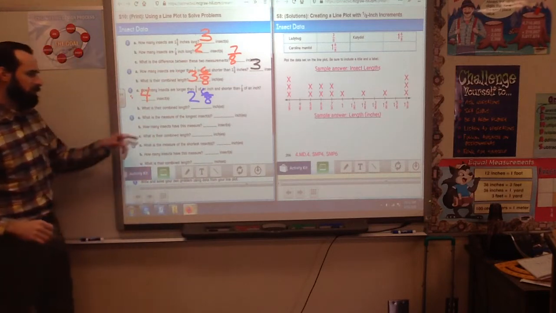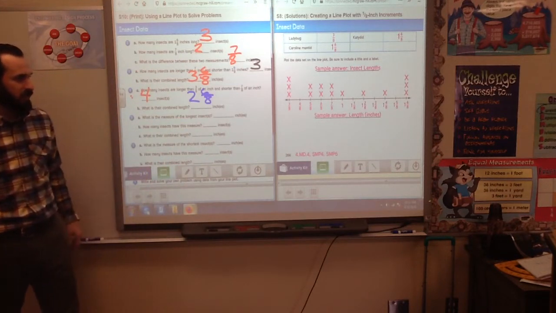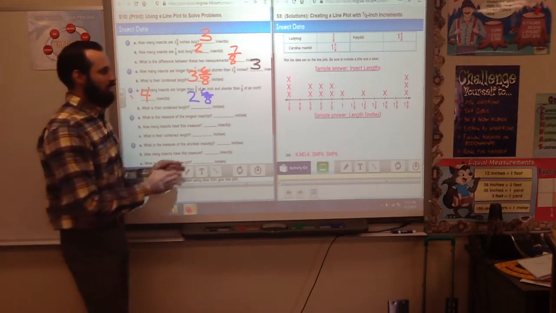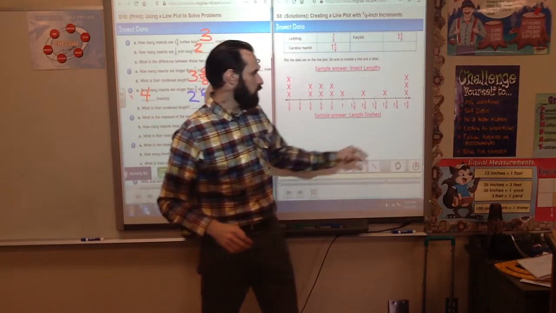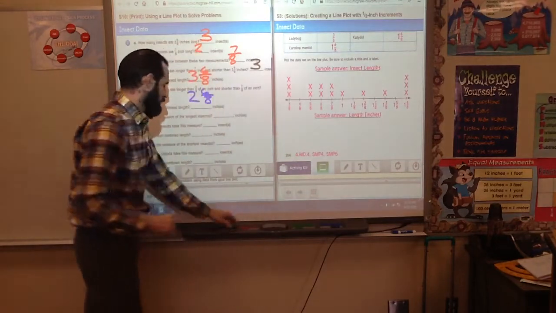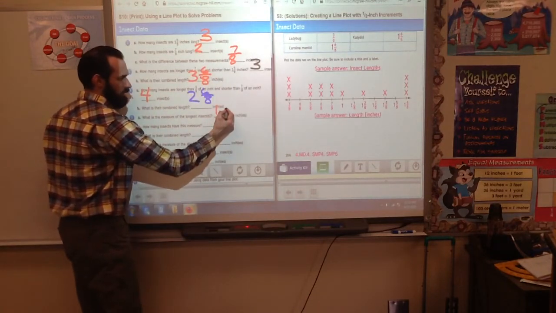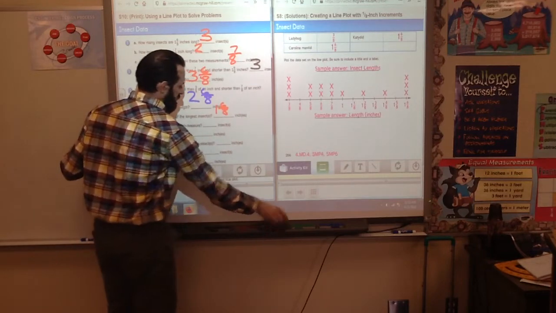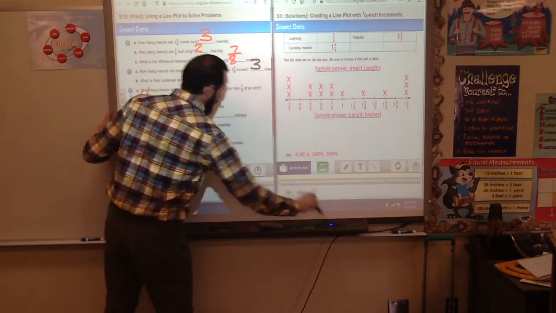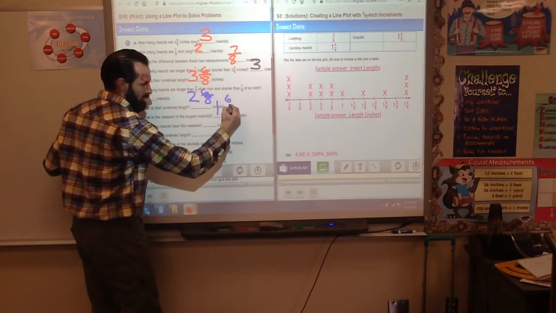Number 5 says, what is the measure of the longest insect? So the longest insect, these are the lengths down here. The longest one was 1 6/8. So your answer here should have been 1 6/8. Oh, that is not very clear. I'll try writing that again. 1 6/8.